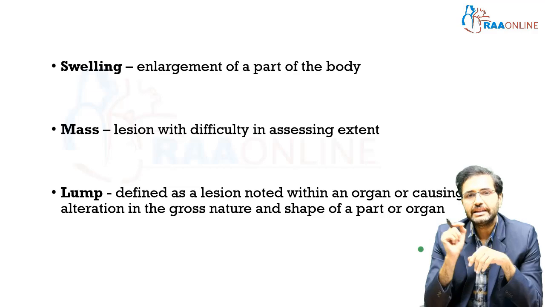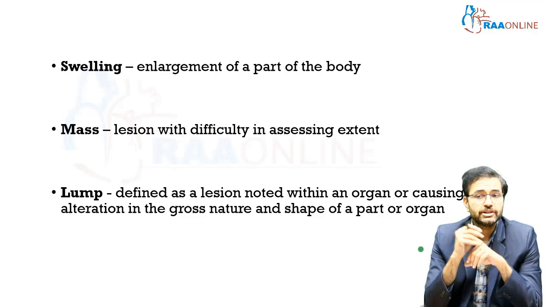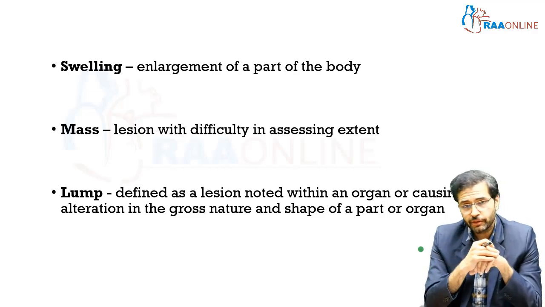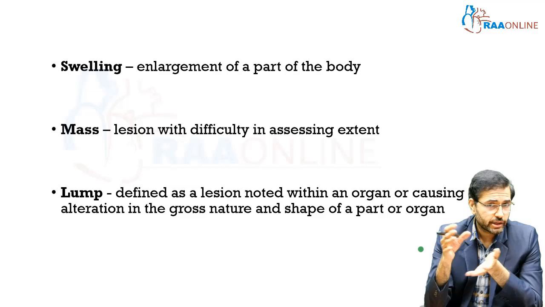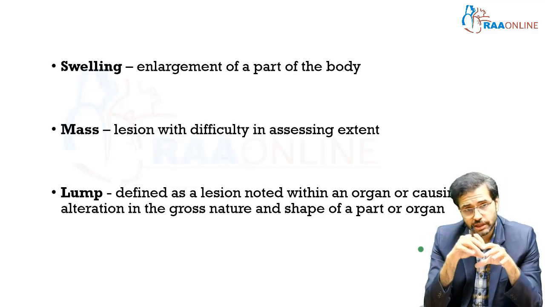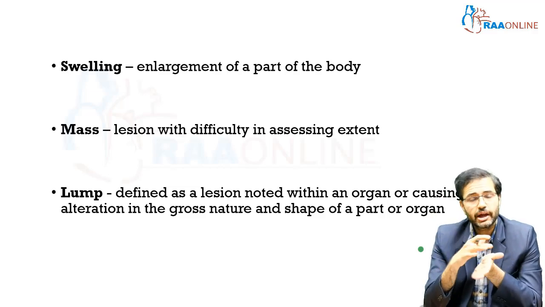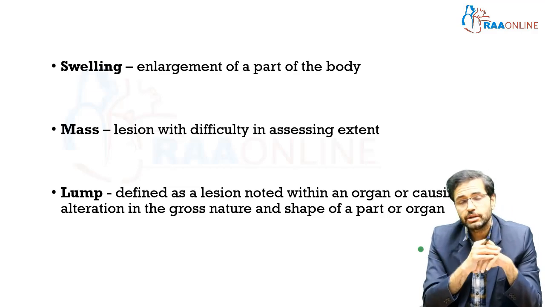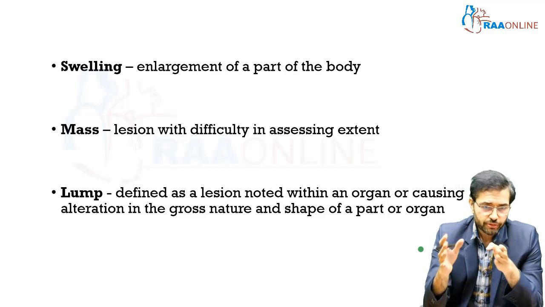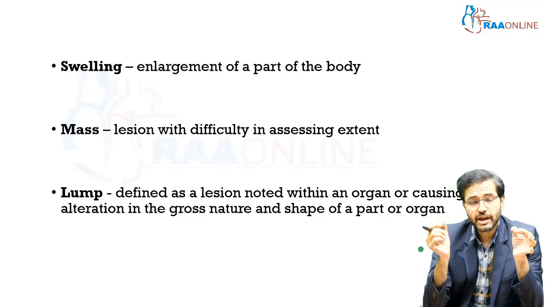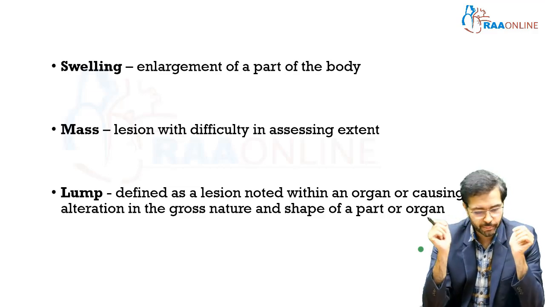A lump is defined as a lesion noted within an organ or causing an alteration in the gross nature and shape of a part or an organ itself. For example, a breast lump. When you have a lump or a lesion within an organ, it is going to cause a distortion in the physical architecture and shape of that organ. Breast lump, like I said earlier, is the most common lump that we encounter. So before we proceed further, it is very important that we have a basic understanding regarding these three terminologies. What is a swelling, what is a mass, and what is a lump?